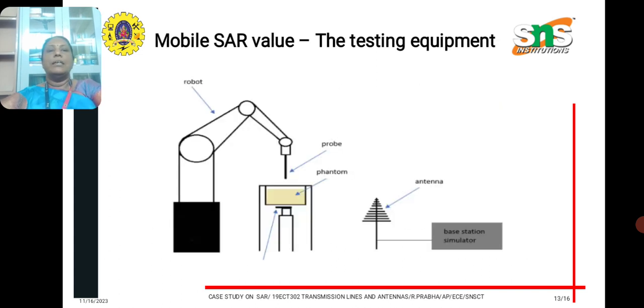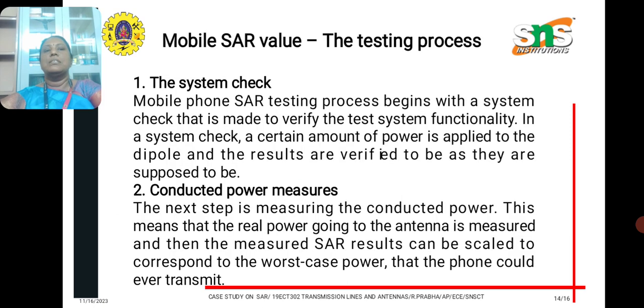And this diagram shows the testing equipment for mobile SAR value. It consists of a robot which has a probe, and a platform on which the mobile phone is placed, and an antenna connected with the base station simulator. So this is the mobile SAR value testing equipment.